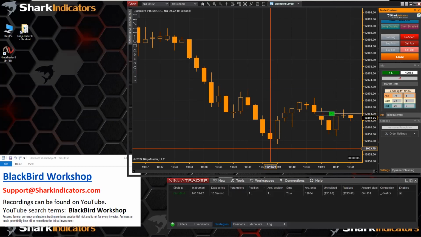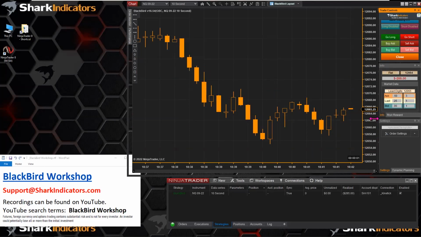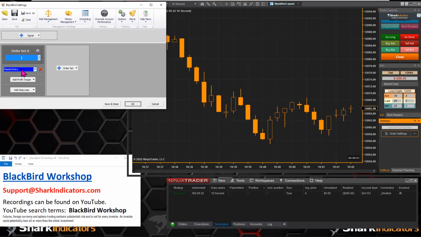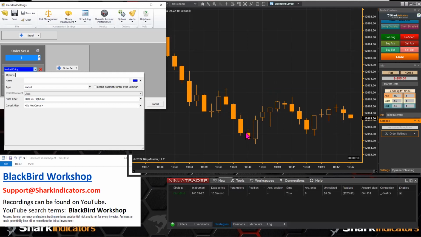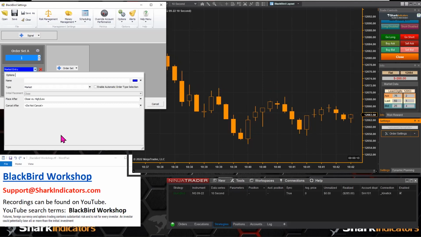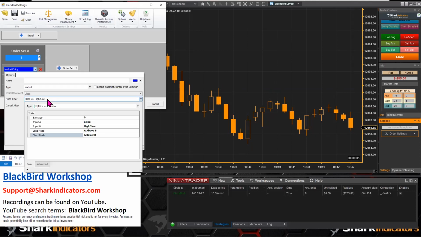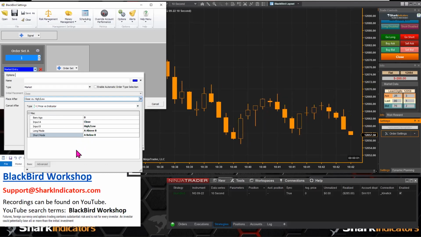So there we have it. Let's take a look at this. I'll leave this open here. Again, we use the place after to add that delay mechanism of waiting for a bar to close above the high or close below the low, depending on the trade direction. And that was the price versus indicator trigger condition that we used there.